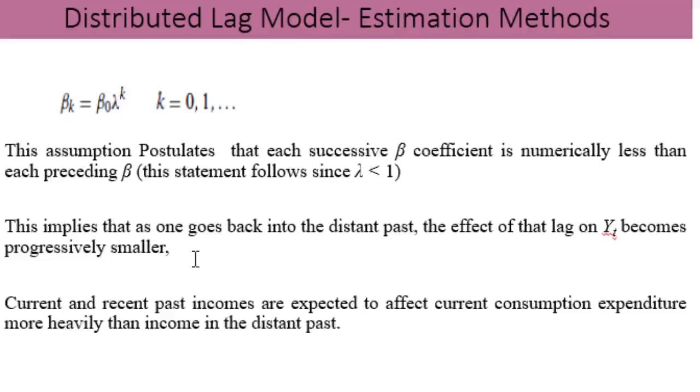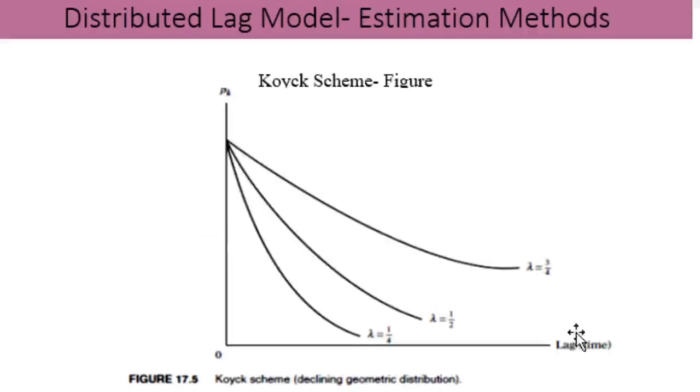This implies that as one goes back into the distant past, the effect of the lag on yt becomes progressively smaller. That is, if we go back, the effect will become very small. The current and the recent past incomes are expected to affect current consumption expenditure more heavily than the income in the distant past. That is, the current and recent events, in this case the income, are expected to have a higher impact on the consumption expenditure, and it is shown here.